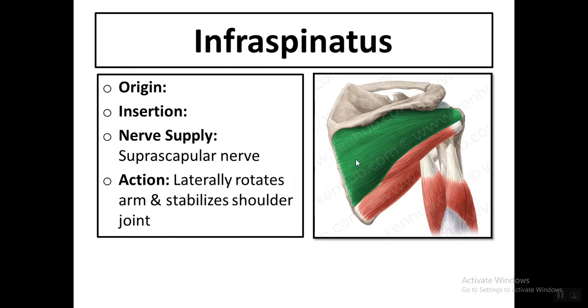Infraspinatus takes origin from the infraspinous fossa and is inserted into the greater tuberosity. The nerve supply is the suprascapular nerve, and the action here is to laterally rotate the arm, and it also stabilizes the shoulder joint.